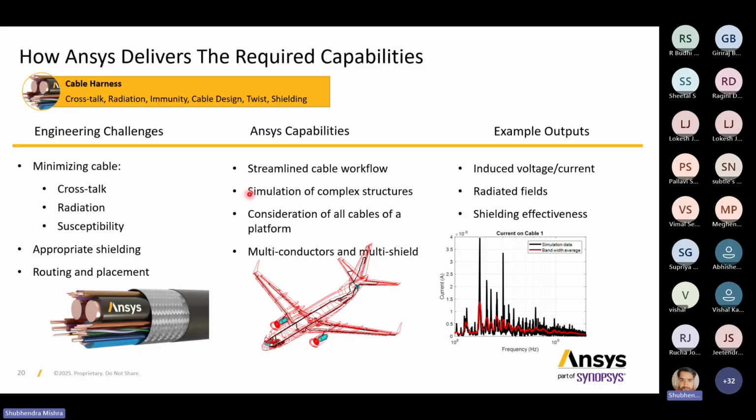For these, we have different analysis capabilities. We can streamline the cable workflow; we have a proper workflow for cable analysis. We have simulation for complex structures, for example a plane or aeroplane or a satellite, which have cables installed in those components too. We can consider all cables in one platform. There is an EMC Plus tool which deals with the cable harness part, so we can do that in our tools. As outputs, we can see that these problems are resolved: we can see induced voltage, we can see the current, the radiated field, or the shielding effectiveness. These things tell you how these problems are resolved.